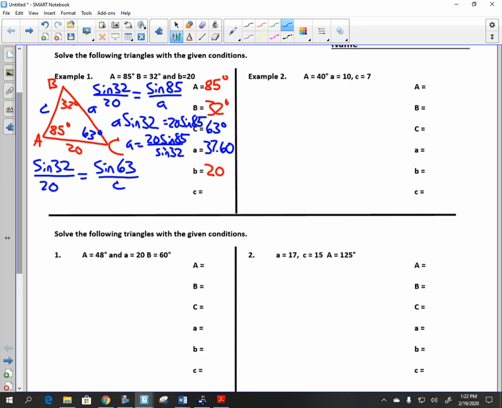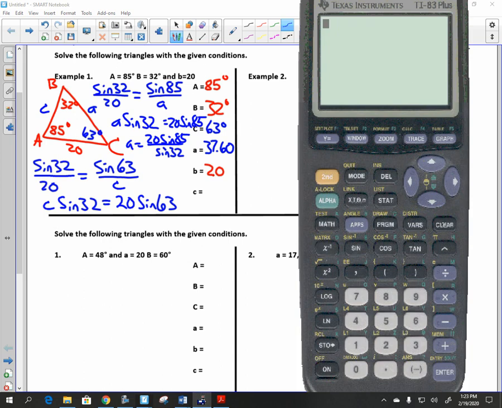I cross multiply. C sine of 32 is equal to 20 sine of 63. What would I do to solve that then? Divide by sine of 32. So I'm going to take my calculator, 20 sine of 63 divided by sine of 32. And I get 33.63. Not too bad, huh?